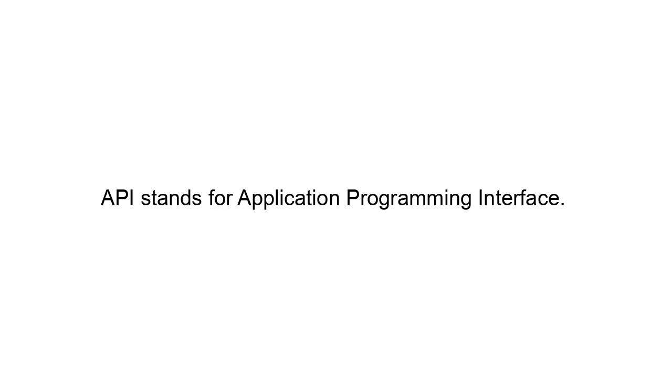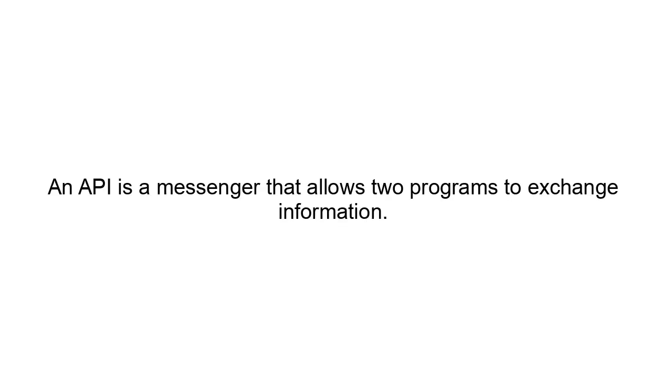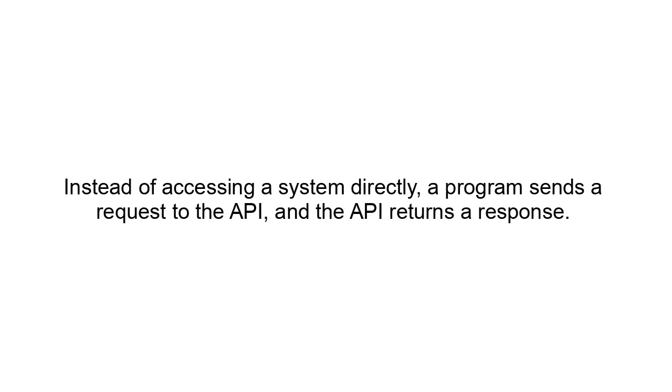An API is a set of rules that allows different software applications to communicate with each other. In simple terms, an API is a messenger that allows two programs to exchange information. Instead of accessing a system directly, a program sends a request to the API, and the API returns a response.